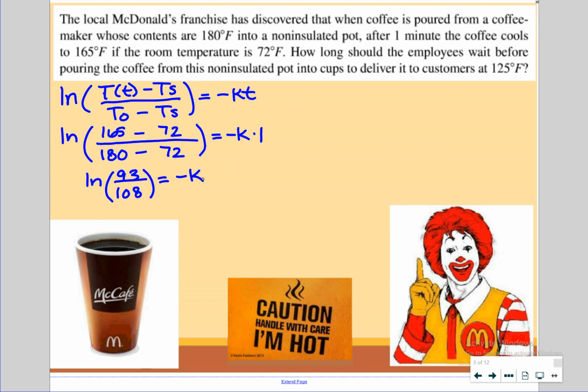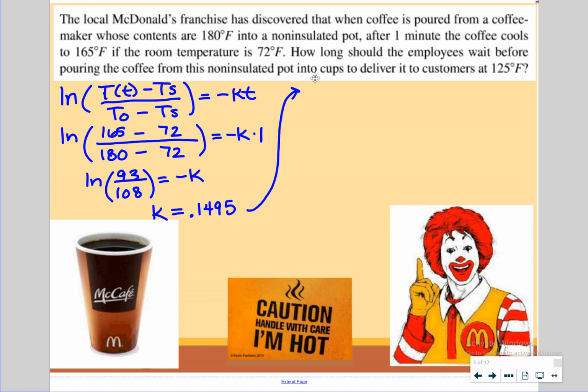How do I solve for K? How do I get rid of that negative? Multiply or divide by negative. Okay, so that's all you have to do: we're going to take the negative natural log of 93 over 108, and I get 0.1495. Okay, good?